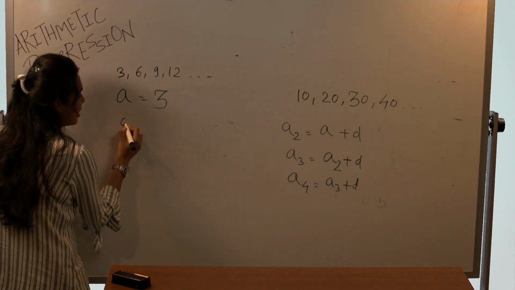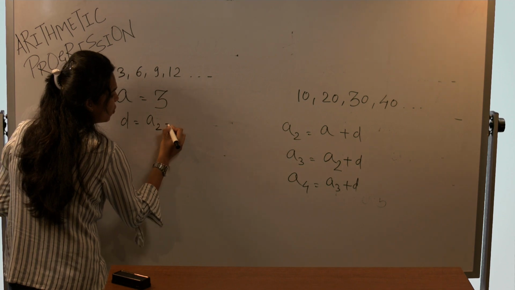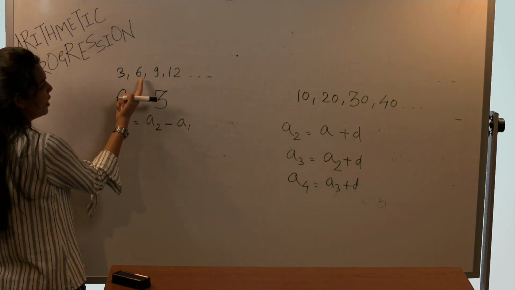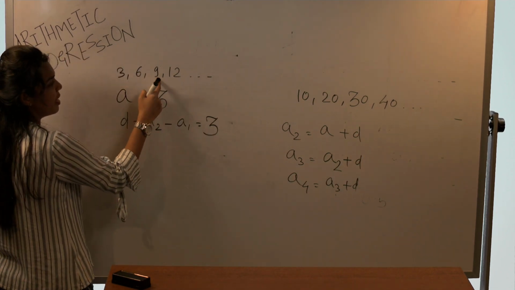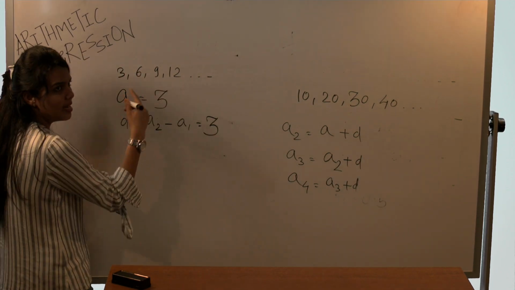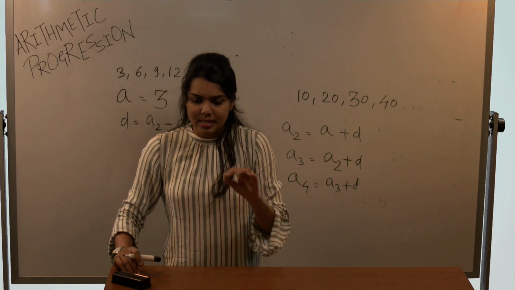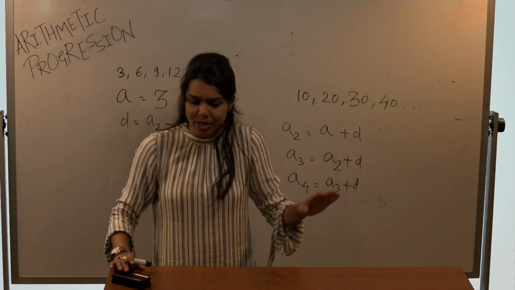So D is nothing but, we had seen the formula, A2 minus A1. So A2, 6 minus 3 is 3. Okay, check again. 9 minus 6 is 3. 12 minus 9 is 3. So the difference is the same throughout the sequence.